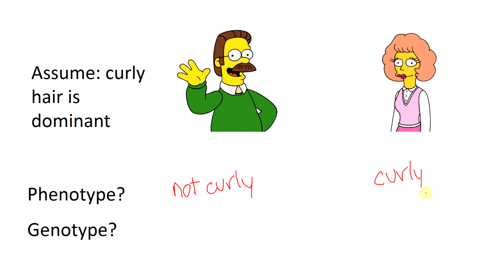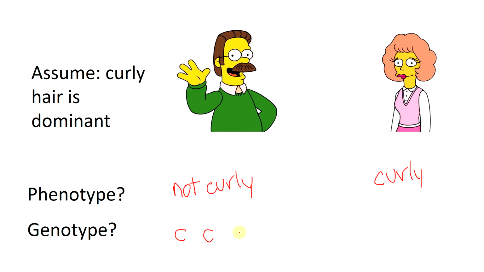But what are their genotypes? What are the actual genes that they have? Well, because curly hair is dominant and Ned's hair is not curly, we know that he has both of the recessive alleles. That's what his genotype is. You could write out that he has two recessive alleles for not curly hair, or you could come up with some symbols, and that's often what we do when we're trying to describe a genetics situation. For this example, I'm going to use a little c to show recessive, and another little c because he has two alleles.